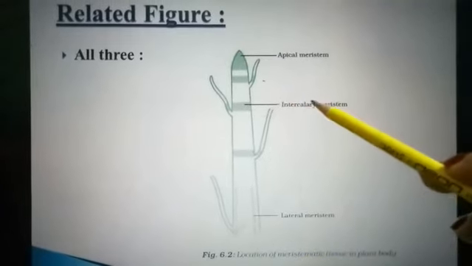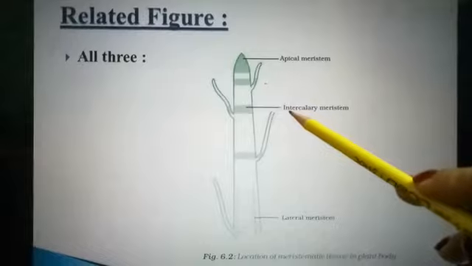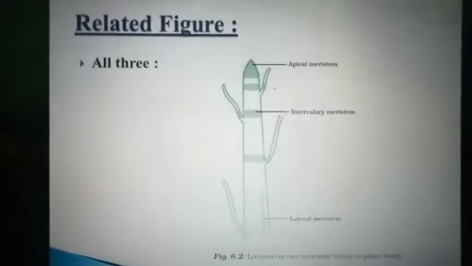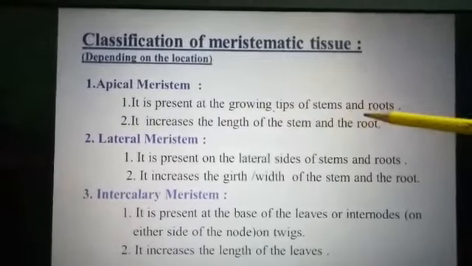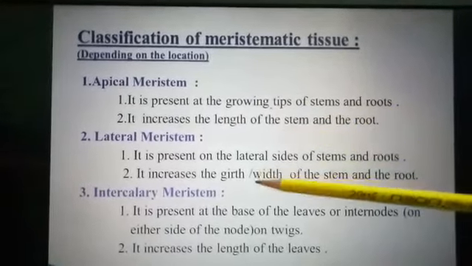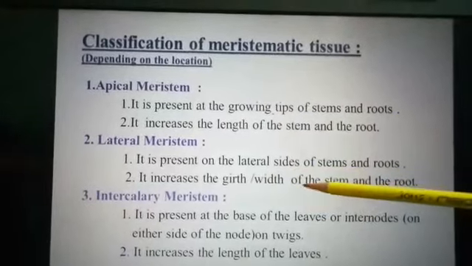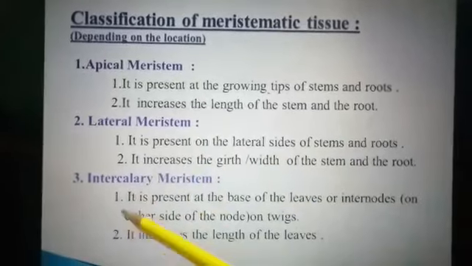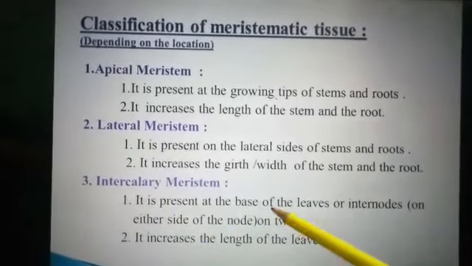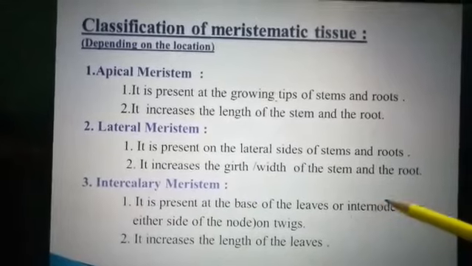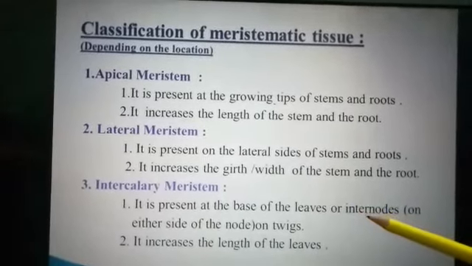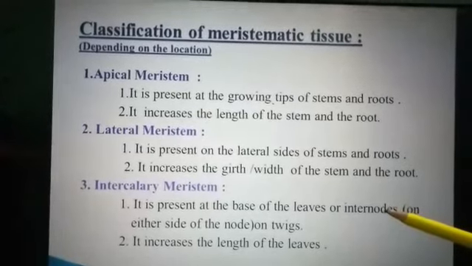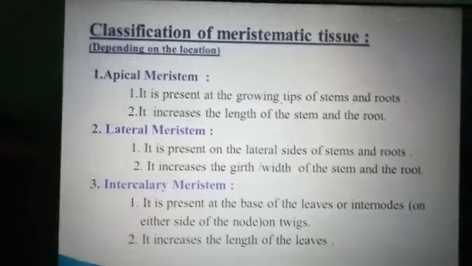And the third one is intercalary. Inter means in between, right? So here we are matching: growing tips of stem and roots, length increase, right? No doubt. Lateral sides, width increase, right? No doubt. Intercalary meristem is present at the base of leaves or internodes. Here we have one beautiful term, internode. Inter means between, nodes. What is a node? On twigs.